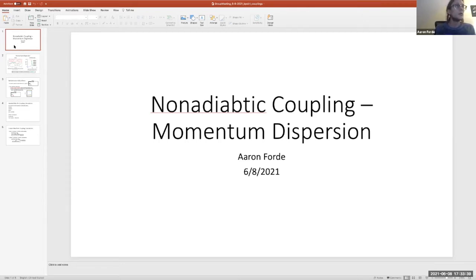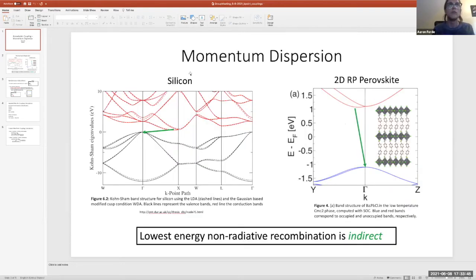So I guess Dimitri gave motivation for why momentum dispersion is needed in periodic materials, and I thought of just providing two examples which might be of interest. Momentum dispersion just means that your electrons can have various momenta. So your HOMO can have various different energies for its band, and that's what these black and red lines represent. Black is the conduction band and red is the valence band.